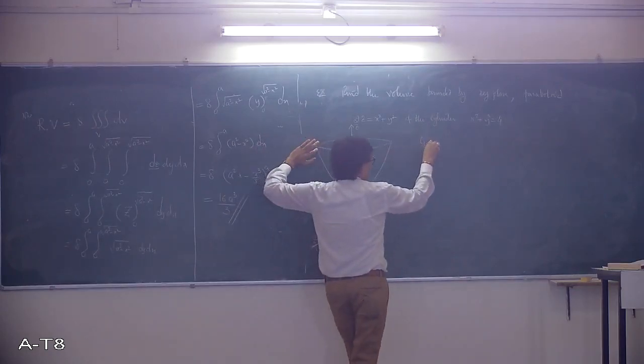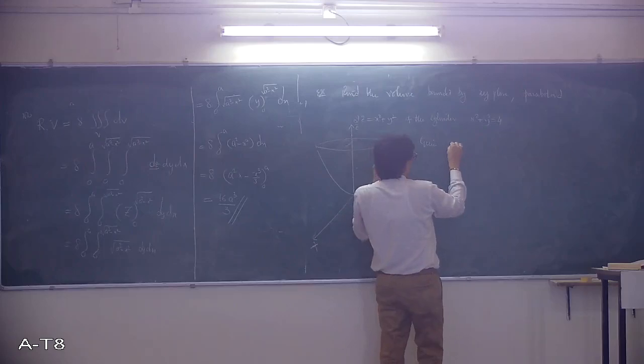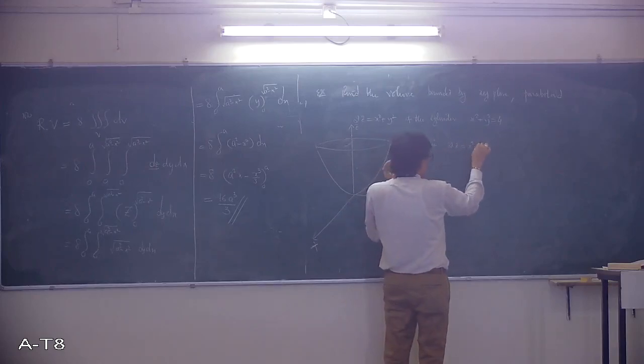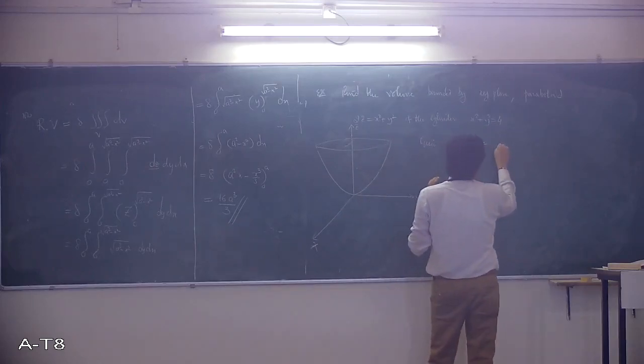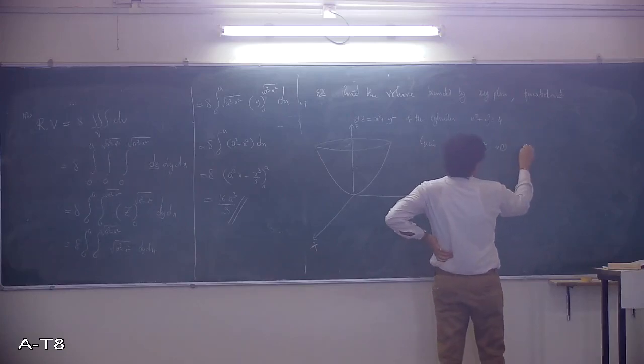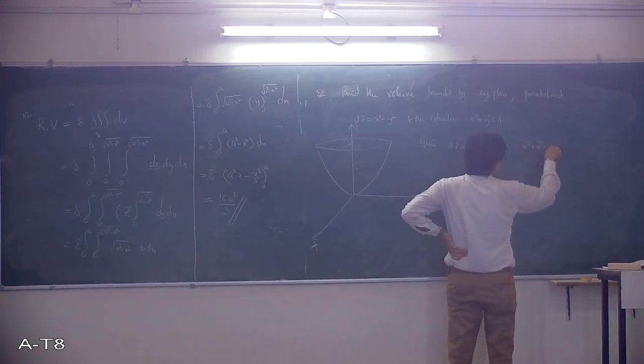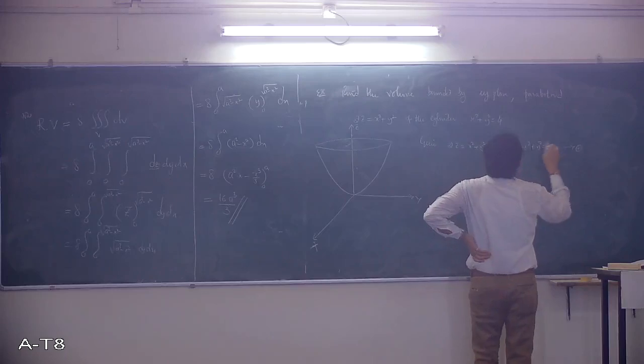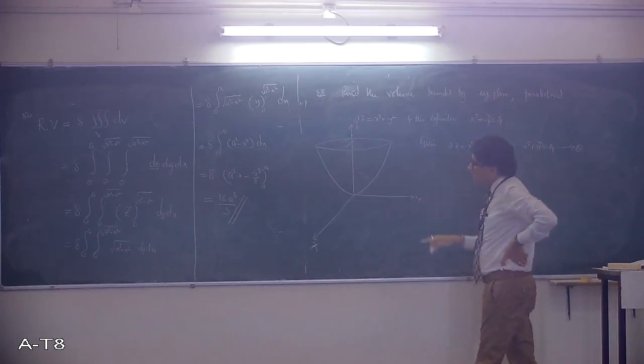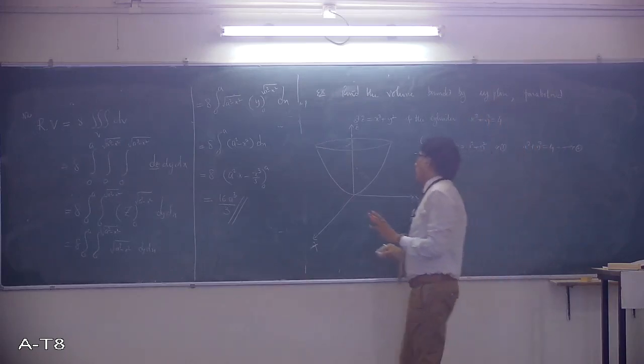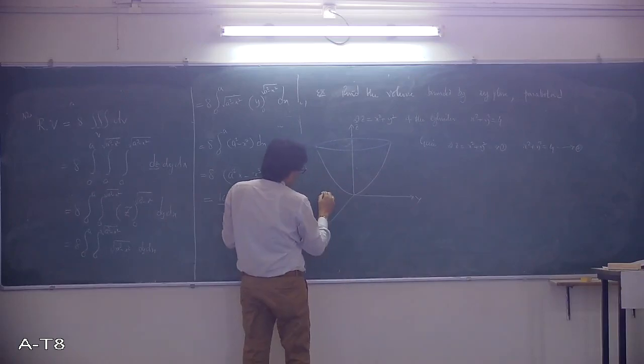Okay, geometrically and theoretically both I'll explain. That is 2z equal to x square plus y square, one equation. The second equation is x square plus y square is equal to 4. And the third equation, the xy plane, is nothing but z equal to 0. Okay, z equal to 0.